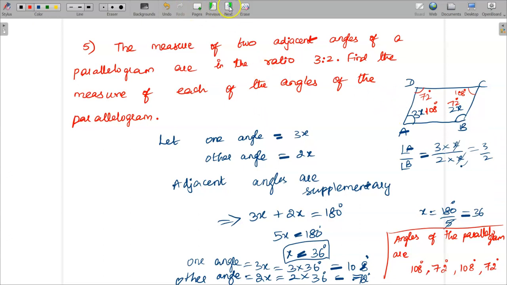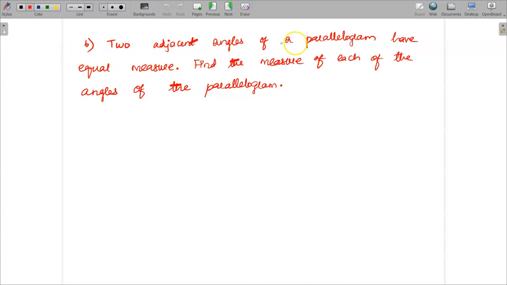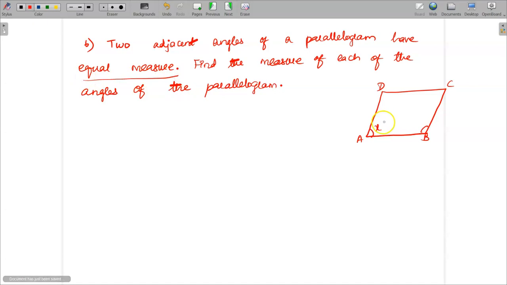Then the sixth problem: two adjacent angles of a parallelogram have equal measure. Find the measure of each of the angles of the parallelogram. So what they are saying is two adjacent angles are of equal measure. Let me consider the same ABCD as in the previous problem. Adjacent angles have equal measure, so let me consider this as x, since they have said it is of the same value. So this is x, this is also x.